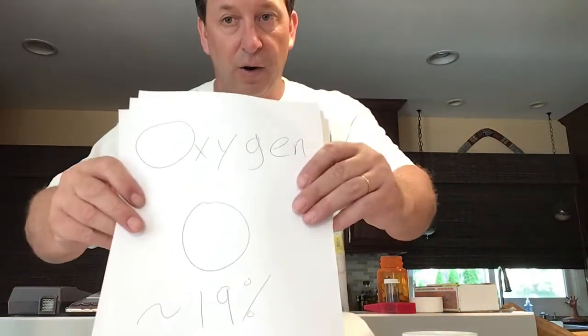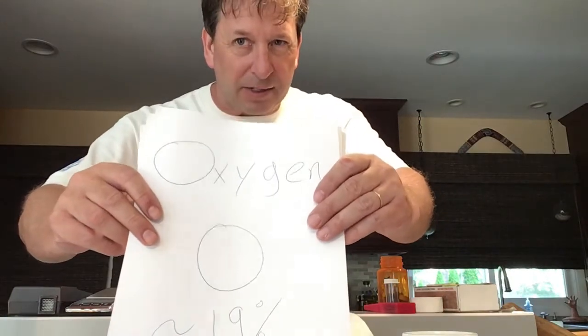There are a couple of other elements I'd like to show you, okay? One of them is oxygen. Symbol for oxygen is O. It is about 19% of the air. So almost 20% of the air we breathe is oxygen. It's not 100% of the air, it's about 20% of the air that we breathe is oxygen.